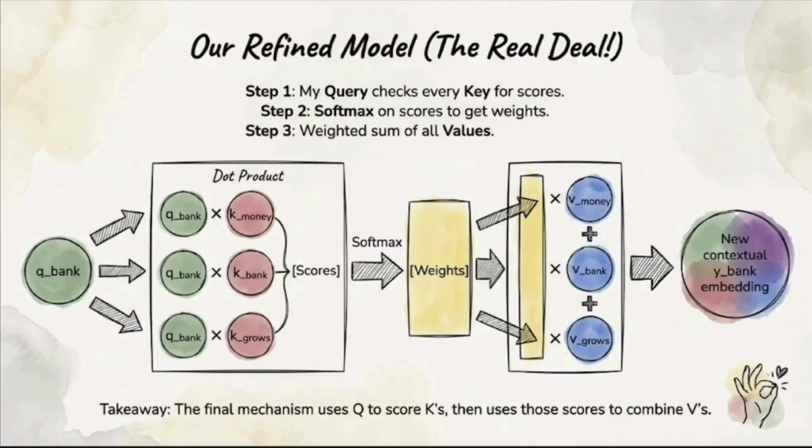Now I describe real self-attention clearly. For one word, take its query and compare it with every word's key using dot product. This gives a score. Apply softmax to get attention weights. Use these weights to combine the value vectors. So the final output is a weighted sum of values. Query scores keys, and weights combine values.